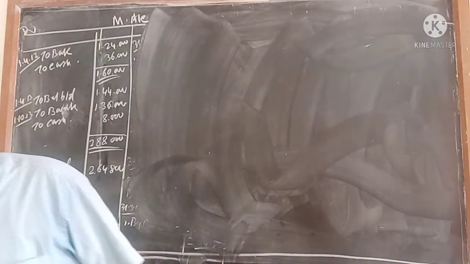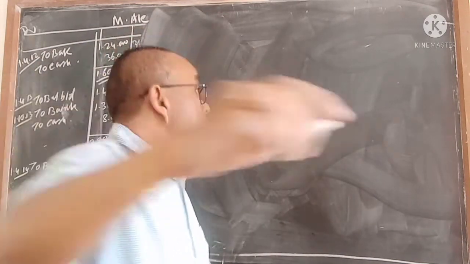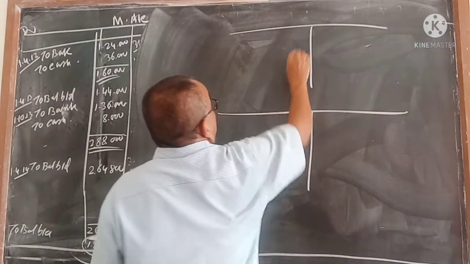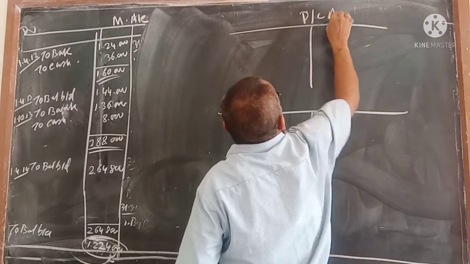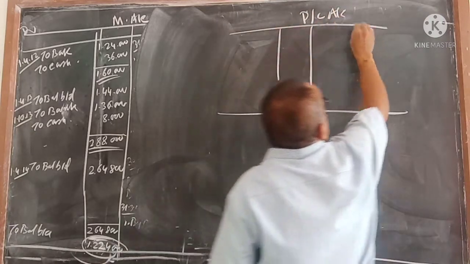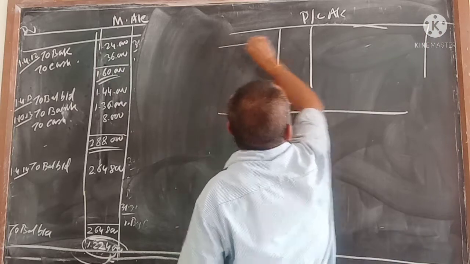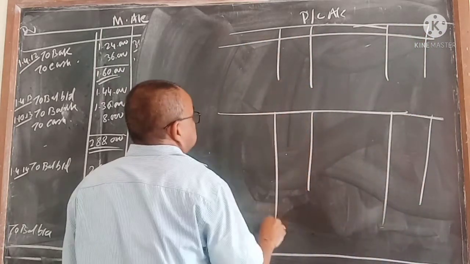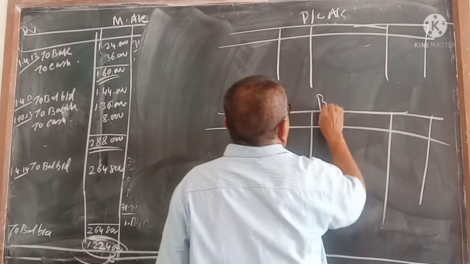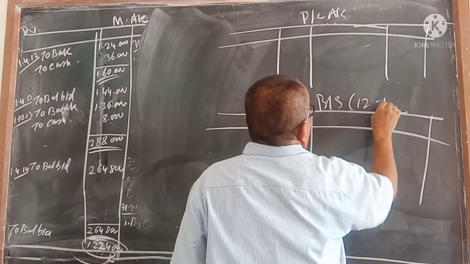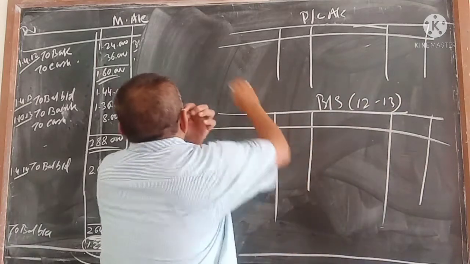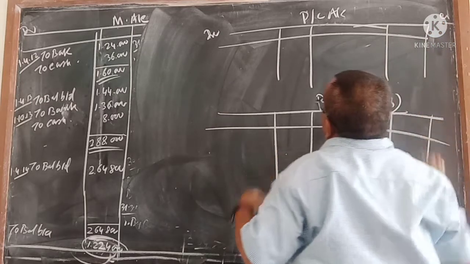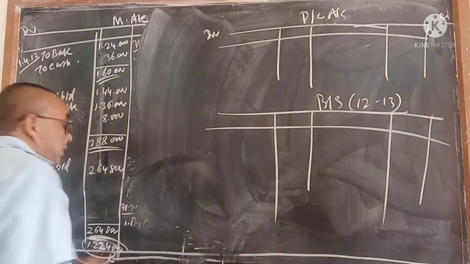How will you do the accounting effect? Accounting effect means profit and loss account and balance sheet. This you will do as profit and loss account, and this you will do as balance sheet. Here you write debit and credit. First year depreciation, how much you have charged, remember it.